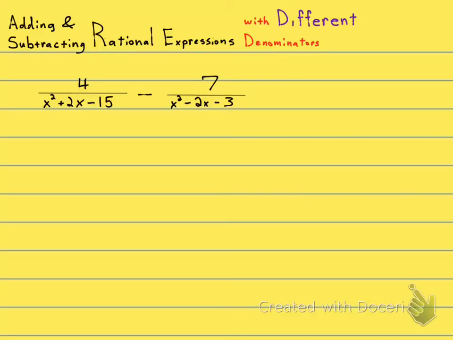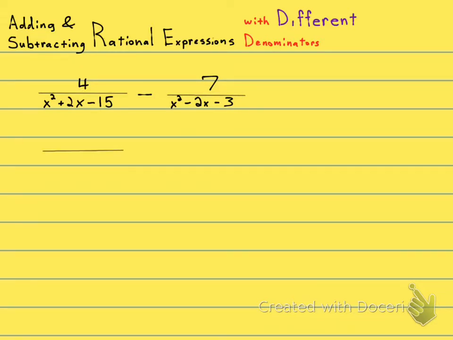All right, this is my favorite problem of the whole section. I am going to subtract these rational expressions. They do have different denominators, and in order to get a common denominator, I do need to factor both of these.